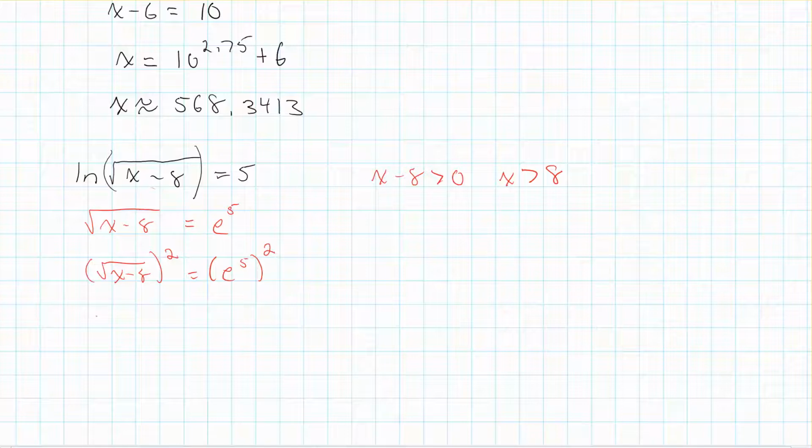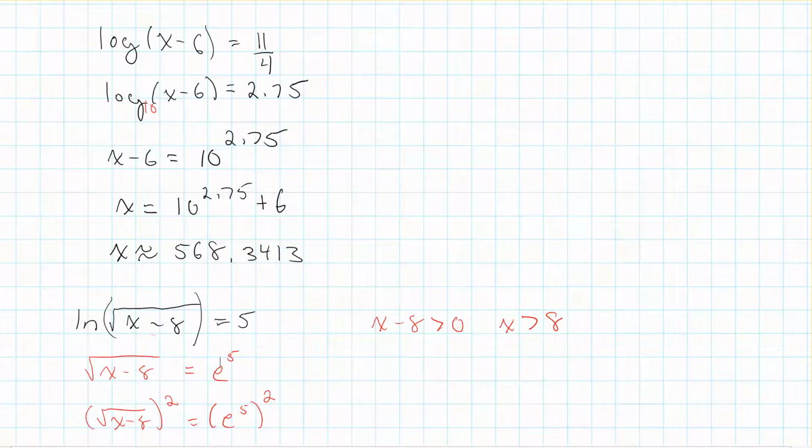Well, the left-hand side is simply x minus 8, and then e to the 5th squared, well again we multiply these exponents, so this would be e to the 10th power, and then the exact answer for this would be e to the 10th plus 8.